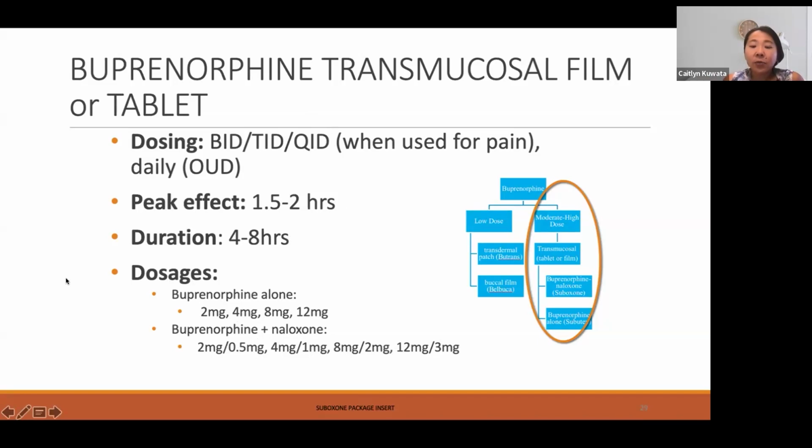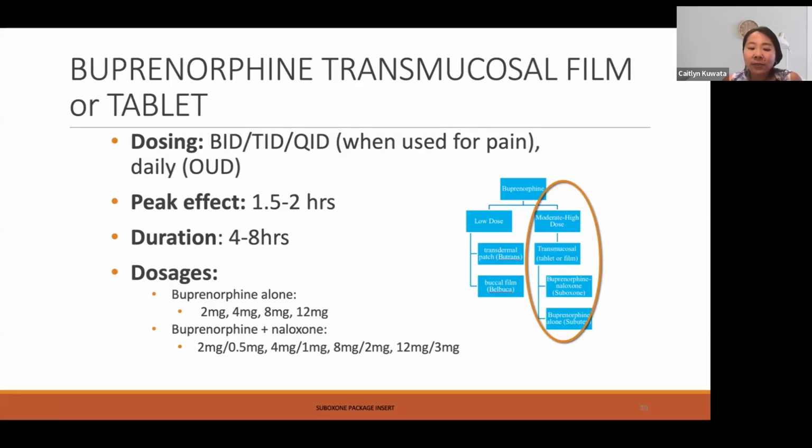It's really important to know that you really have to instruct the patients that this is a sublingual medication. If you were to take it orally, the bioavailability is very poor. So they really need to take it sublingually.